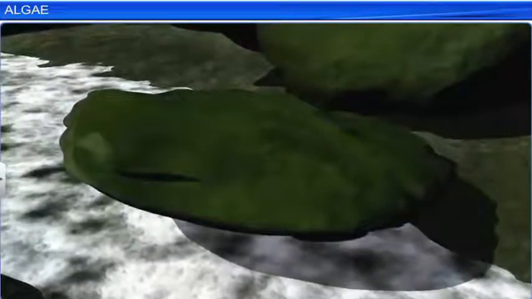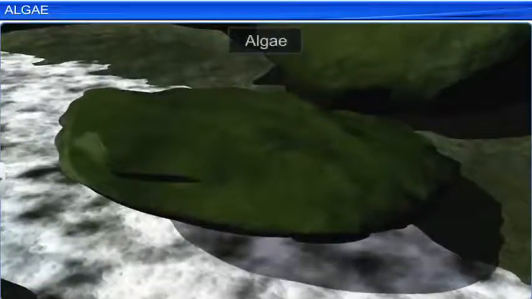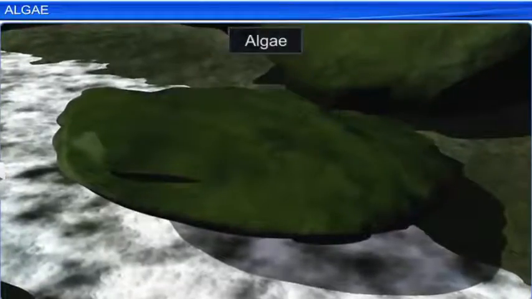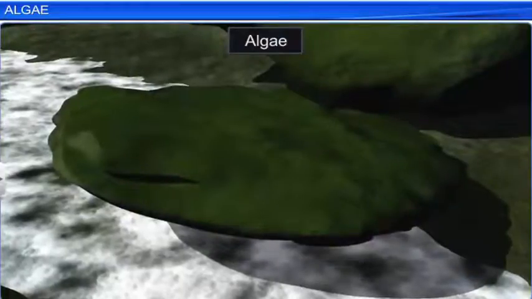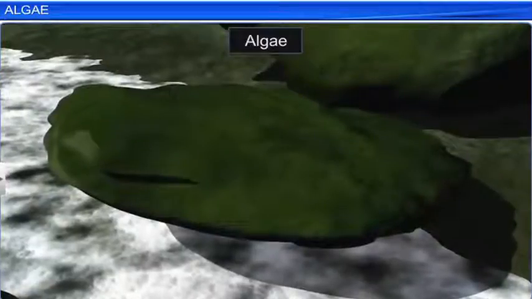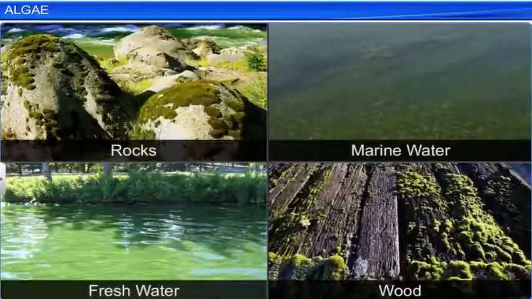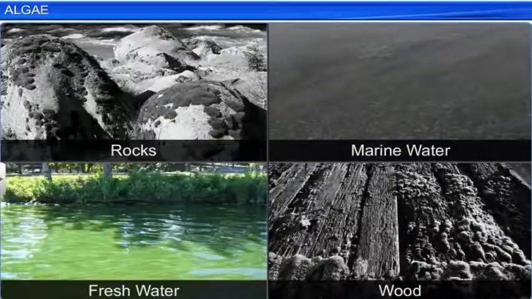You must have often seen a slimy green layer on rocks lying close to the sea. This green layer is algae. These are simple, thalloid, chlorophyll-bearing autotrophic organisms. You can spot algae growing on moist rocks and stones, in marine and freshwater, and on wood.